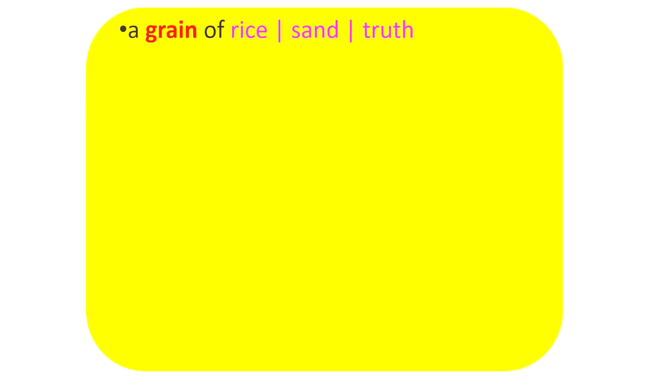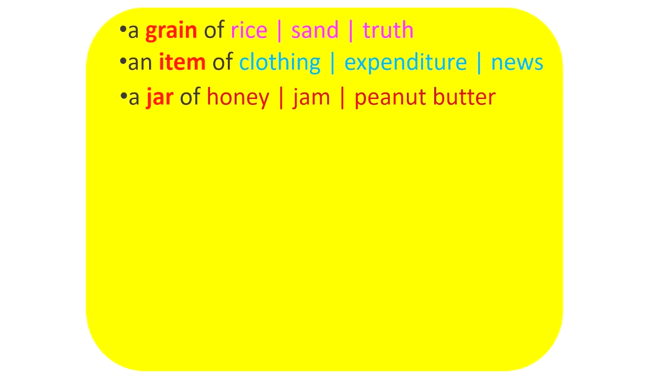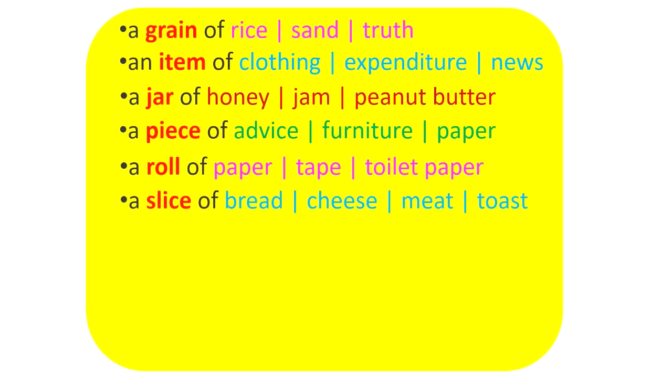In the same manner, a grain of rice, sand, or truth. An item of clothing, expenditure, or news. A jar of honey, jam, or peanut butter. A piece of advice, furniture, or paper. A roll of paper, tape, or toilet paper. A slice of bread, cheese, meat, or toast.